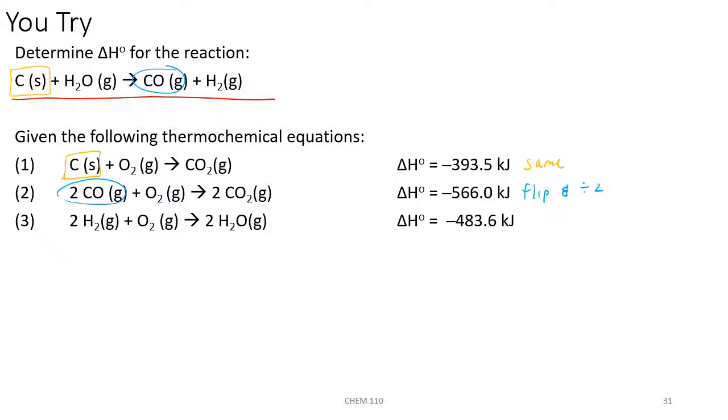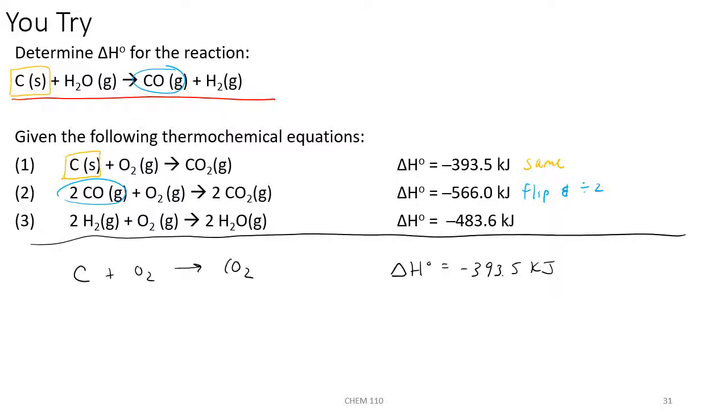So let's rewrite our first equation down here. We have carbon plus oxygen going to carbon dioxide. Our delta H is going to be the same. We didn't change that one. Negative 393.5 kilojoules. Our second equation, we want to flip that one around and divide everything by 2. So our products will become our reactants. We're going to have 1 mole of CO2 going to 1 mole of CO plus 1/2 mole of O2.